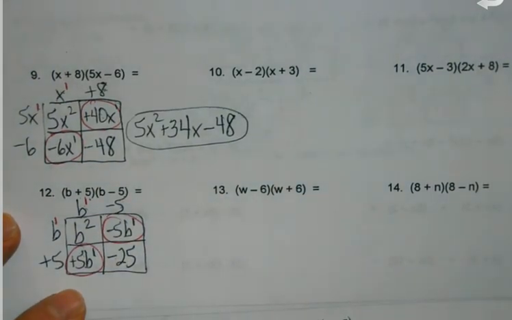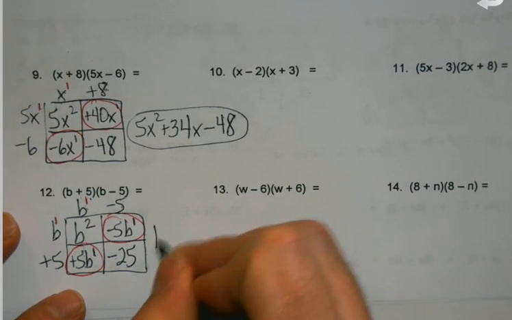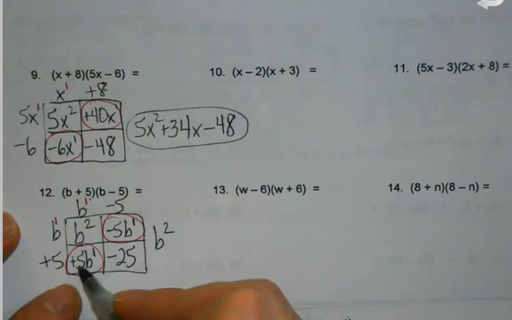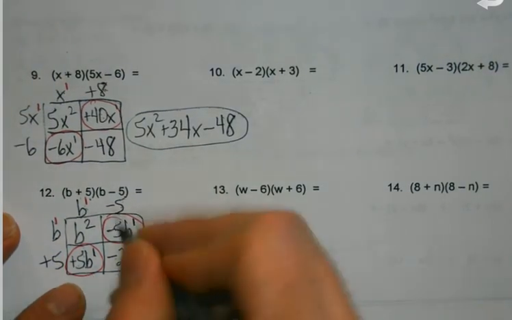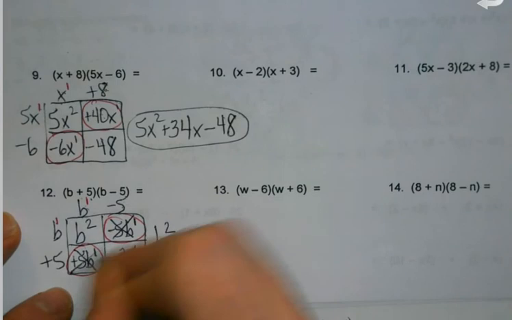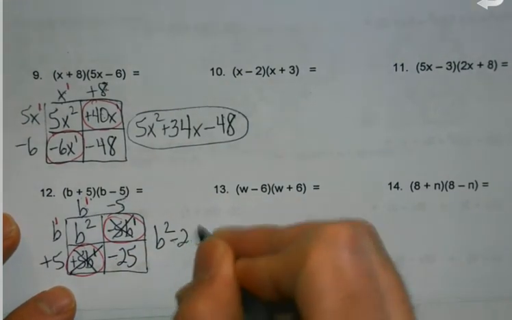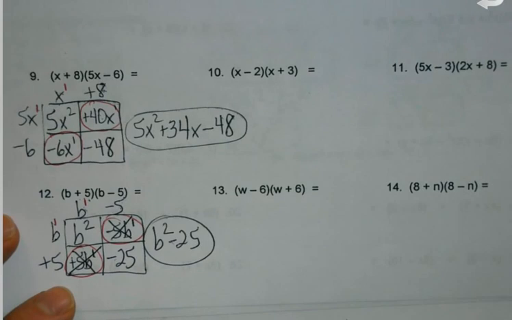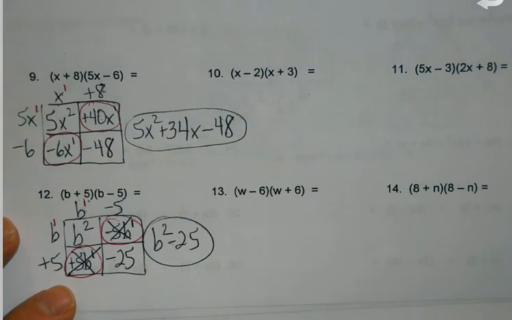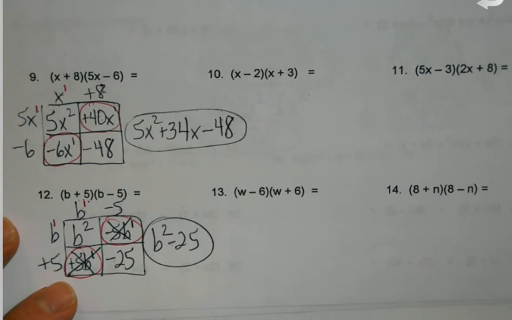But this one's kind of different, because I got b squared. Wait a minute, 5 and minus 5, they cancel each other. That's right. So those will go away. And I'll just have the minus 25. So I can end up with just two terms. It's definitely possible.